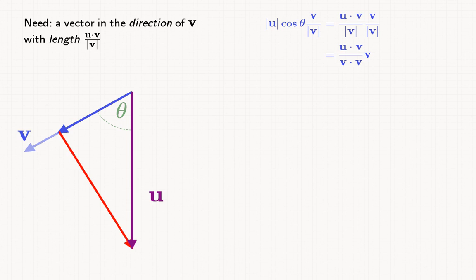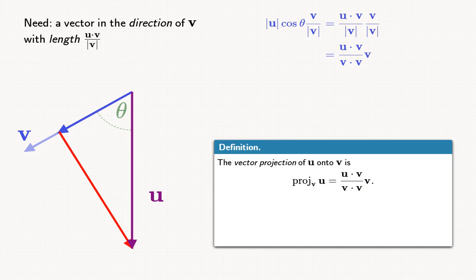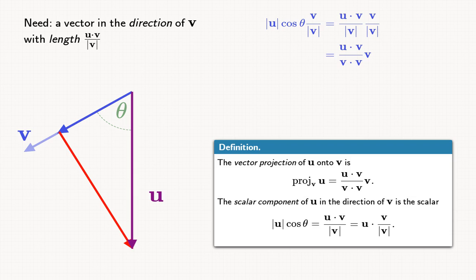So in any case, we call that vector that we get the projection of u onto v, and we'll write it as proj sub v of u. And the coefficient of v, which is length u cos theta, or u dot v over length v, this we call the scalar component of u along v.